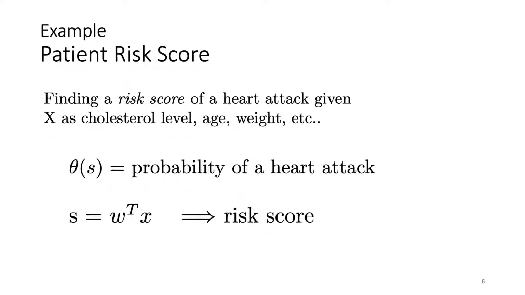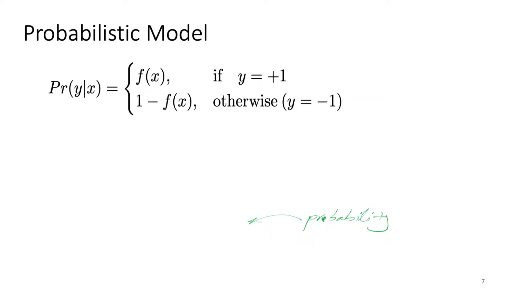Okay, all right. So now we are talking about a probabilistic model, right? Let's formalize it a little bit. So Pr stands for the probability. It's a conditional probability. What do you mean by that? It's a probability of y given x, and that's how we write it here.